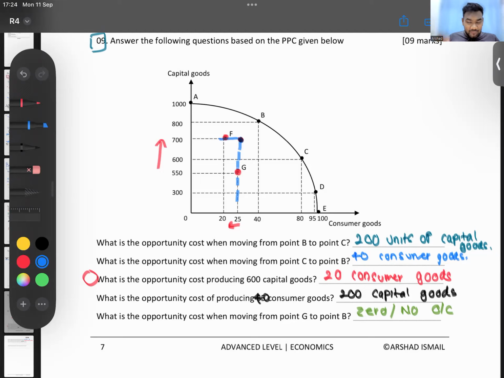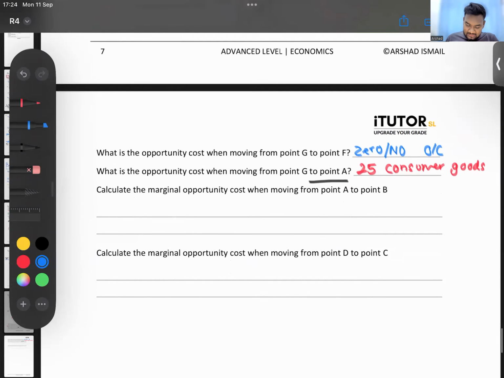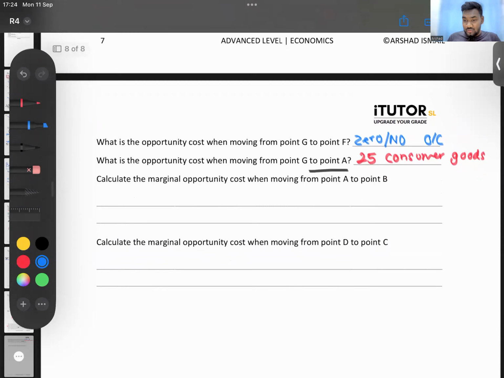Got it? So therefore, there is no real opportunity cost. That's why I'm saying there is no opportunity cost when you're going from G to F. Okay? Now, done. Right, last two.